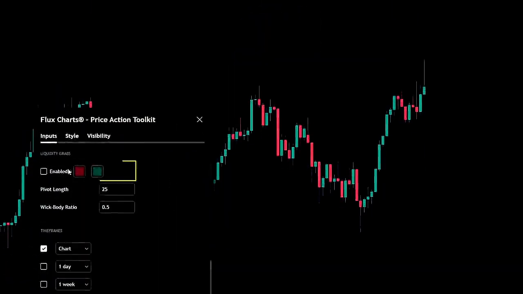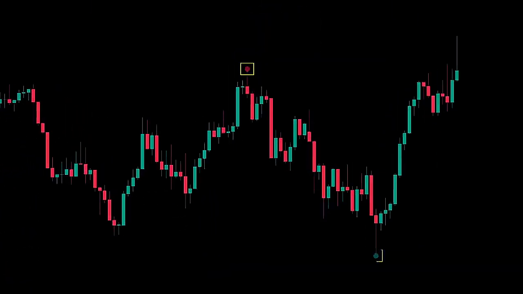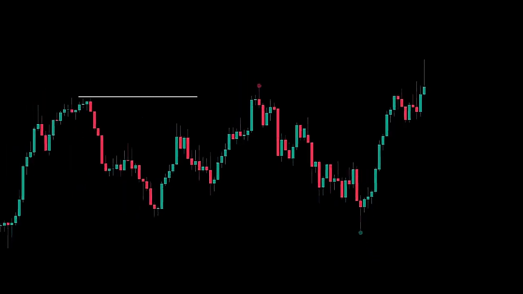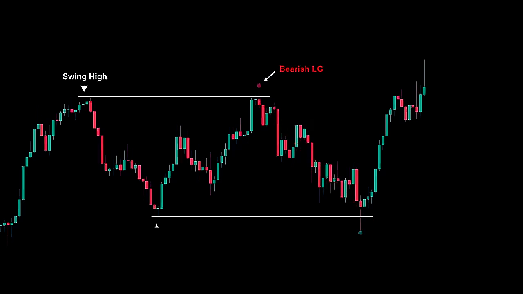For liquidity grabs, applying this feature displays red and green dots on your chart. These indicate bearish and bullish liquidity grabs respectively. The price briefly extends above a previous swing high. The tool identifies this as a bearish liquidity grab, suggesting potential downward movement. Similarly, when price temporarily extends below a previous swing low, it's marked as a bullish liquidity grab, indicating possible upward movement.